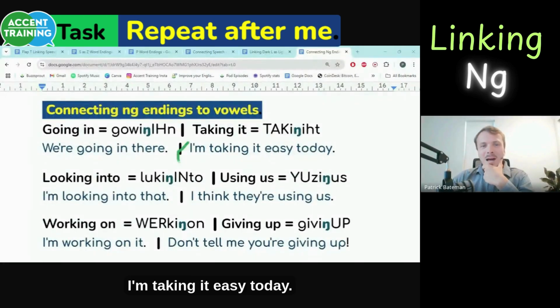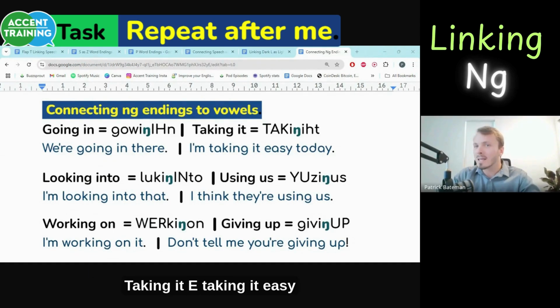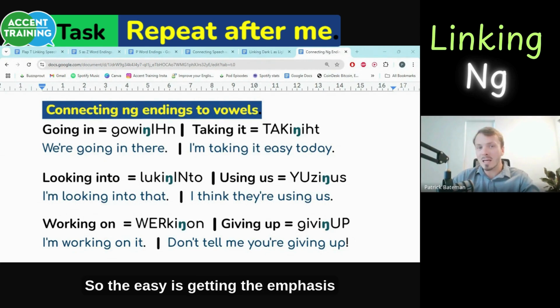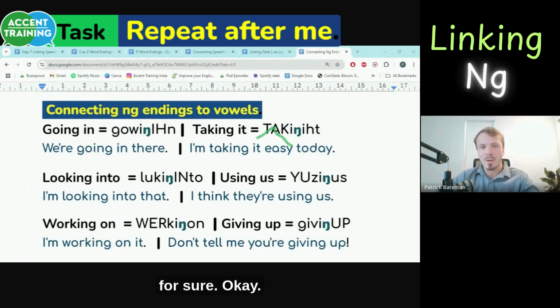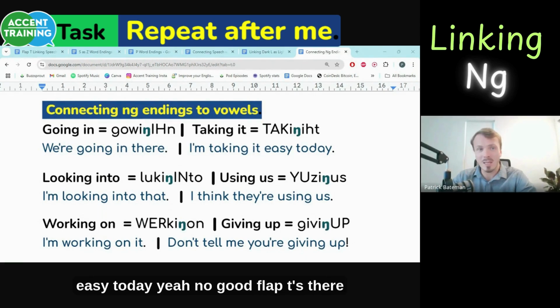Good. I'm taking it easy today. I'm taking it easy today. Nice. Actually, question. So taking it, the it is pretty strong, but it shouldn't be, right? Flap T, taking it easy today. So the easy is getting the emphasis for sure. I'm taking it easy. Taking it easy today. Yeah, no good flap T's there.